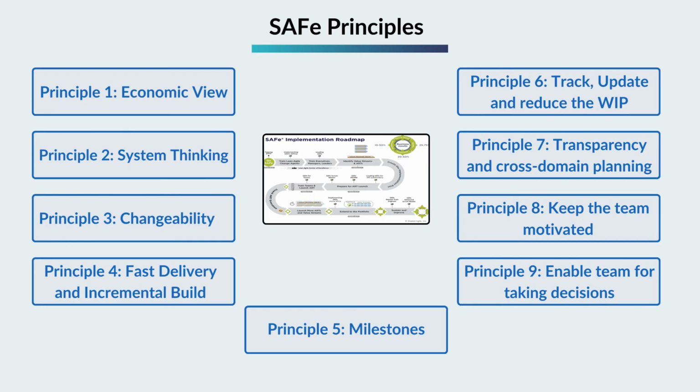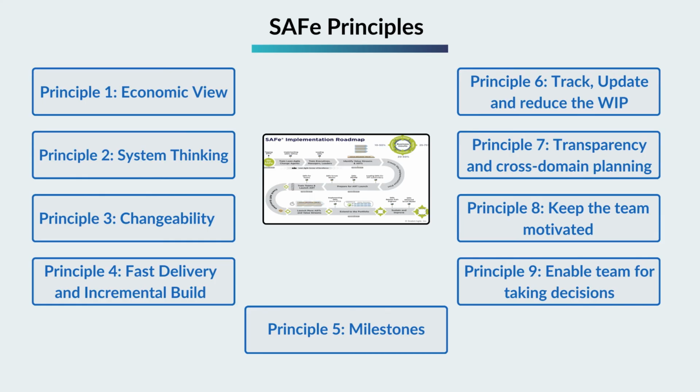Principle 4. Fast delivery and incremental build. Fast delivery and incremental build has always been one of the core principles of all of the Agile methods. This helps in identifying any unforeseen issues and getting early feedback from end users. Principle 5. Milestones. The milestones should be based on the actual working system rather than on the requirement document. There should be a clear definition of done.